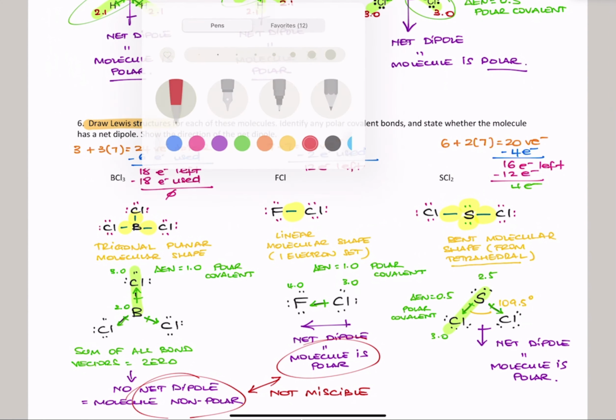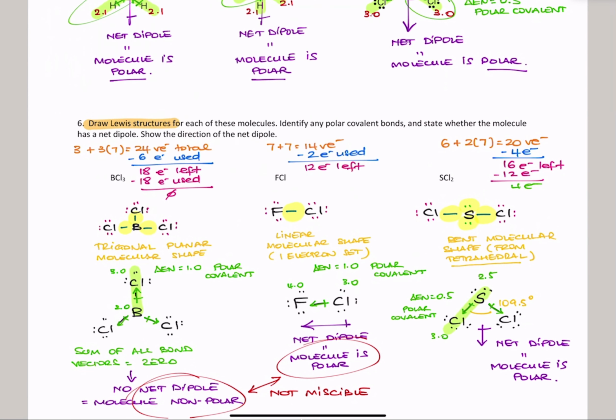And why again? Why do you think this is important? Because if I have two polar molecules, then SCl2 and FCl are miscible. Polar dissolves polar, nonpolar dissolves nonpolar. So I can use the polarity of a molecule to determine if two substances are miscible, which means can be mixed together, or immiscible, which means they cannot be mixed together, which is the case of oil and vinegar, because oil is nonpolar and vinegar is polar, and for that reason you cannot mix oil and vinegar.